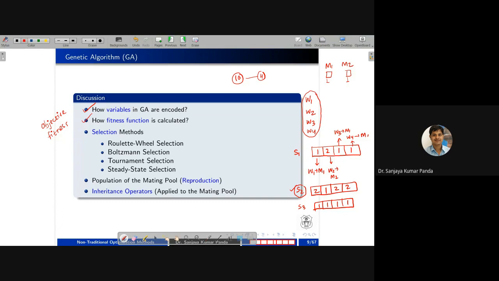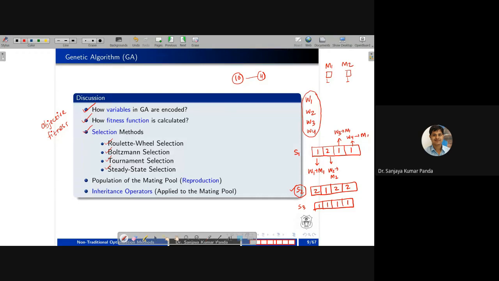Some of the popular selection methods that we are going to discuss in this lecture are roulette wheel selection, second is Boltzmann selection, third is tournament selection, and fourth is steady state selection. A lot of methods are there to select some solutions out of a group of solutions. So you can apply any method to find the best solutions out of all the possible solutions.